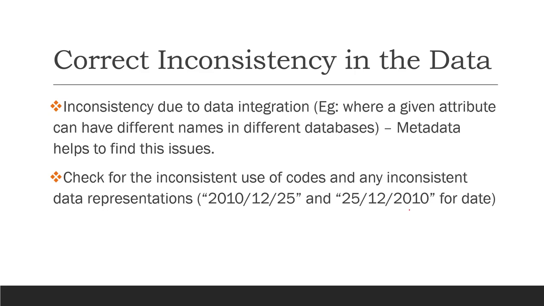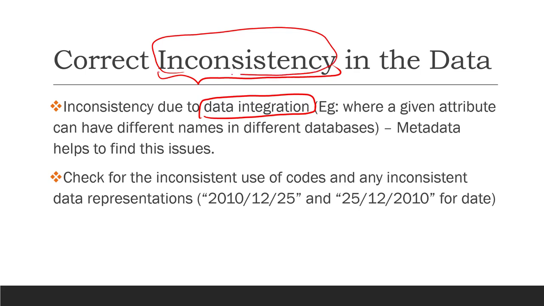Let's say this inconsistency occurs in the situation of data integration. Another major type of data pre-processing is data integration. While you integrate data, there are more possibilities for inconsistency to occur in your data. So that is the situation.